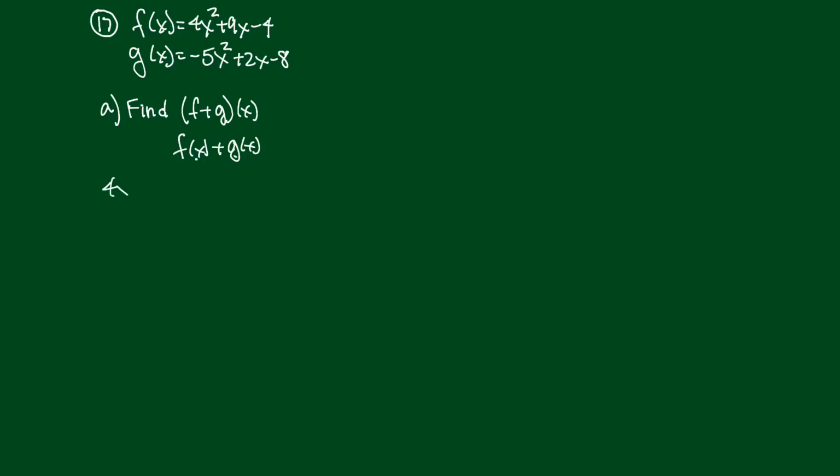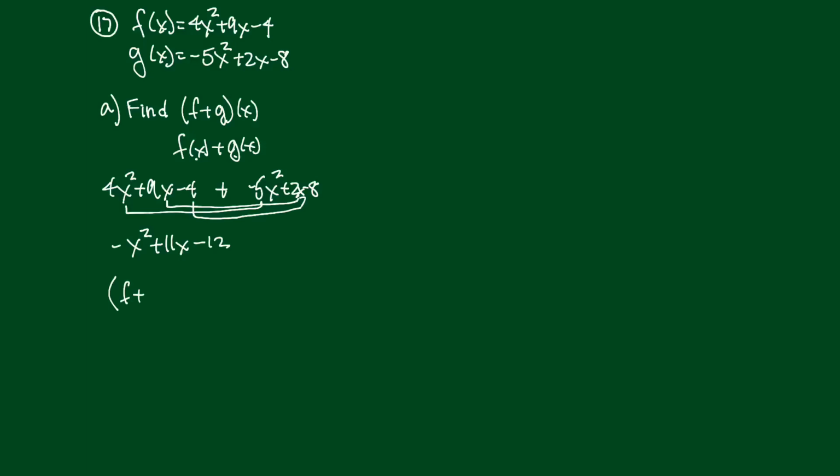So here's f of x, 4x squared plus 9x minus 4, and then I'm going to add g of x, negative 5x squared plus 2x minus 8. Let's add them together. The x squareds, 4 of them minus 5 of them is negative x squared. The x's, I've got 9 of them, and then there was a 2x over here, so 9 and 2 of them is 11 x's. And then I got a negative 4 and a negative 8, which is minus 12. So I'm going to now say that f plus g of x is negative x squared plus 11x minus 12.